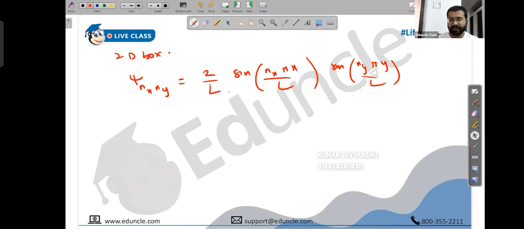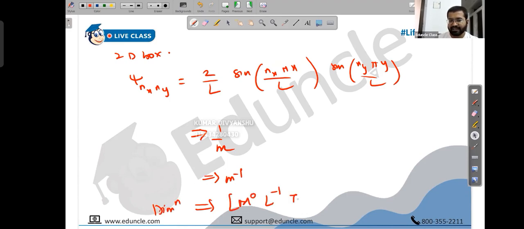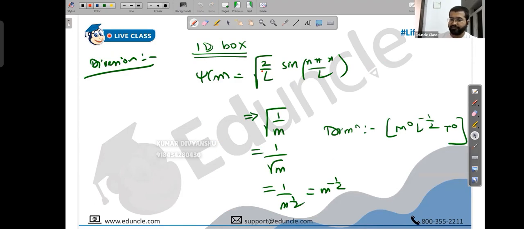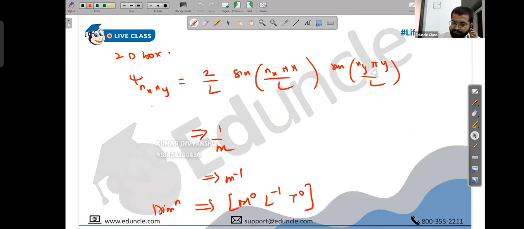This does not have any dimension. It's a sine trigonometric term, people, but the 2/L has a dimension. The unit is just 1 upon meter this time, people. Or you can say just meter inverse. So for the dimension of the wave function, there is no mass, there is length minus 1, and there is no time. Now the dimension has changed. In the 2D world, the wave function has dimension meter raised to minus 1. But in 1D, it was meter raised to minus half. And here it is meter raised to minus 1.